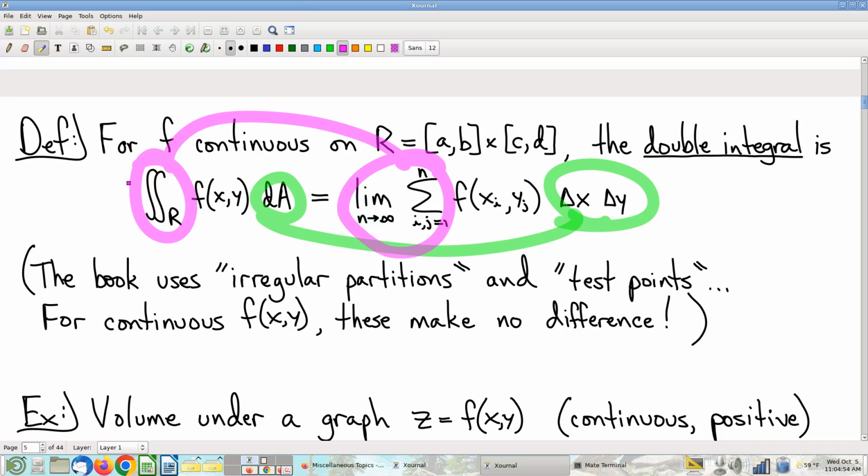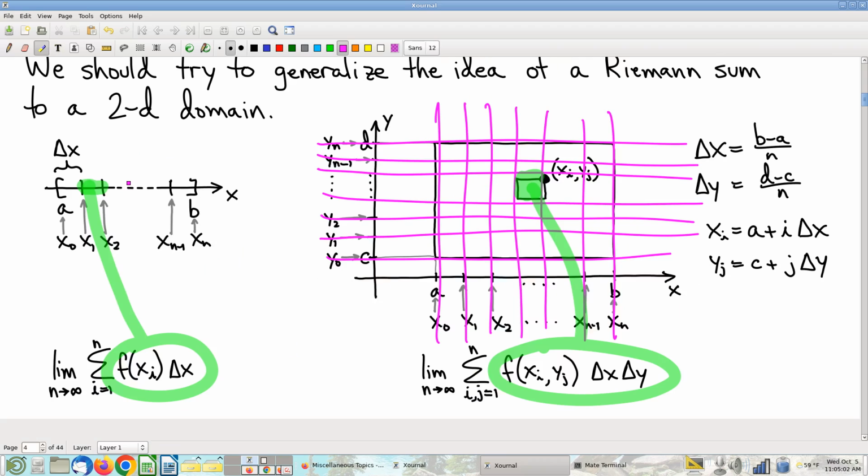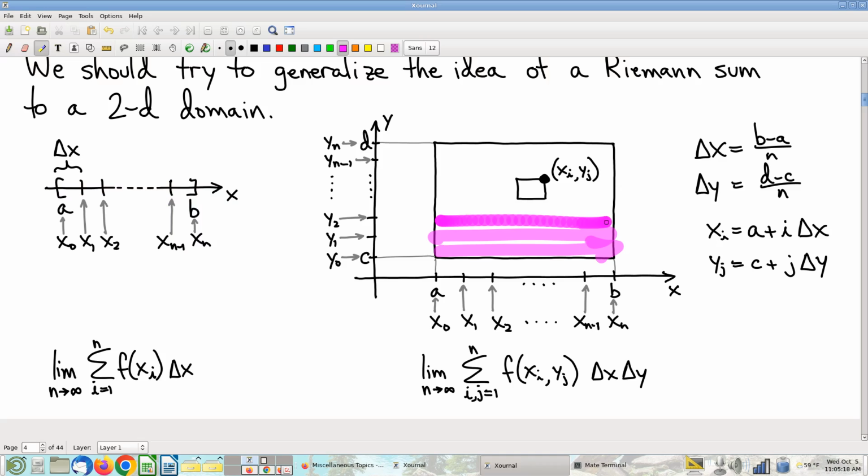Just keep in mind, I'm having to add up in two directions here, because I'm not just adding up. Let's see here, my picture's gotten a little out of hand. Let me clean this up. I'm not just adding up in one direction like that, right? I'm adding up in that direction, and then I have to do the same for each value of y. So I'm adding up in two directions, right?